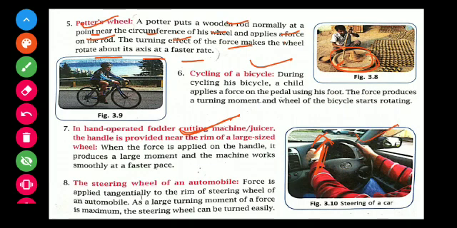Steering wheel of an automobile is an example. In the hand operated fodder cutting machine, the handle is provided near the rim of the large wheel. When the force is applied on the handle, it produces a large moment and the machine works smoothly at a faster rate.